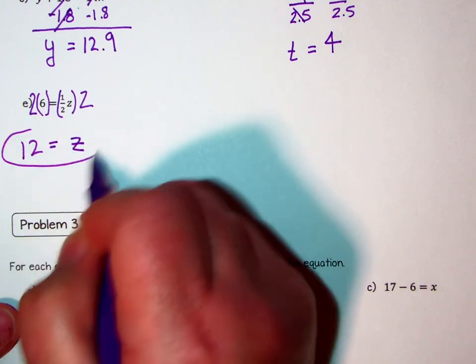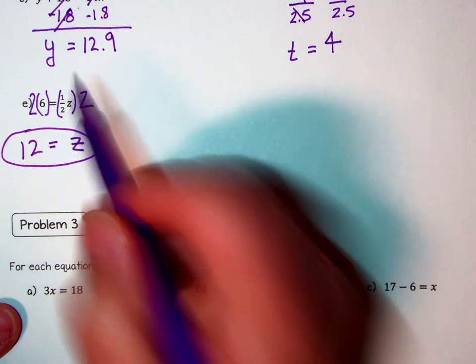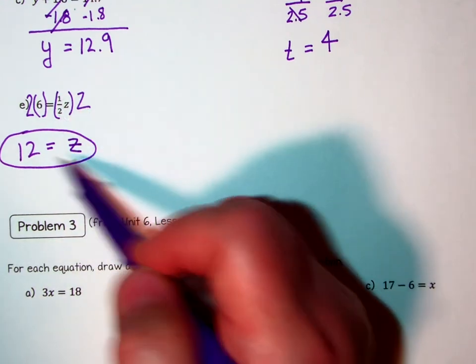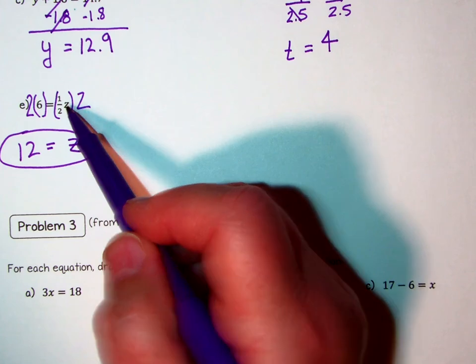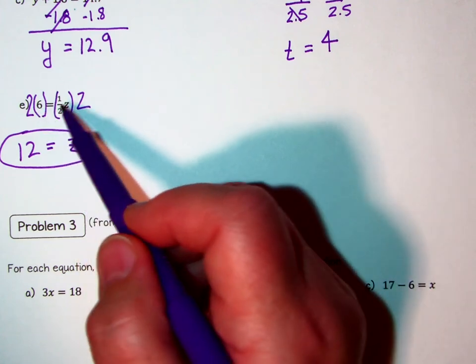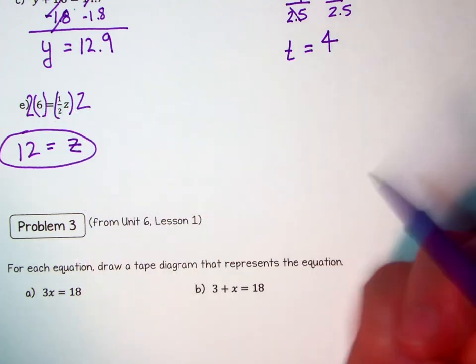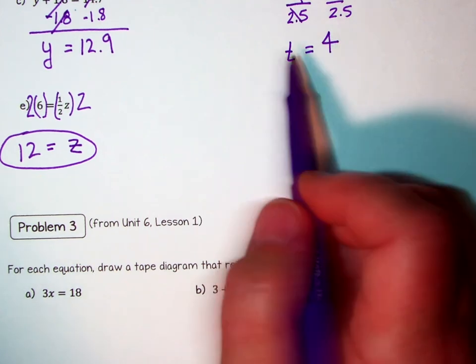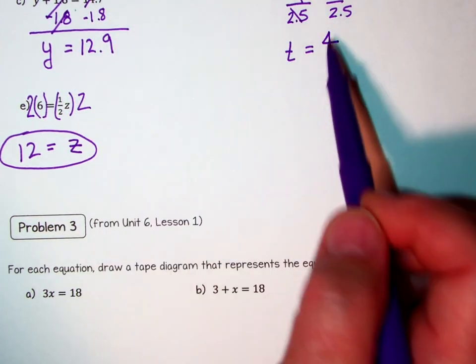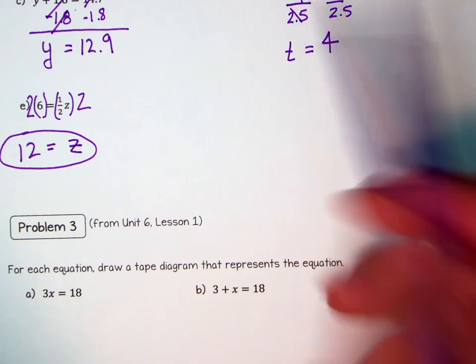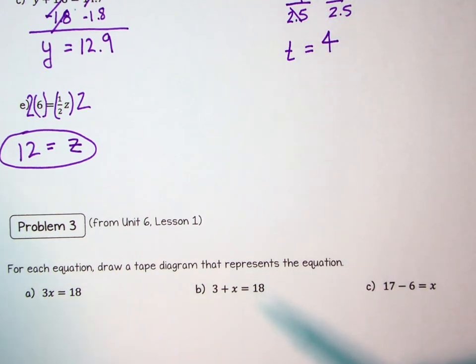So there's my solution. And you can always go back and check your solutions. If I substitute 12 in for Z, do I get a true statement? Is 6 equal to 1/2 times 12? Yes. So you can always go back and check to see whether you did it correctly by substituting your answer back into the original equation.